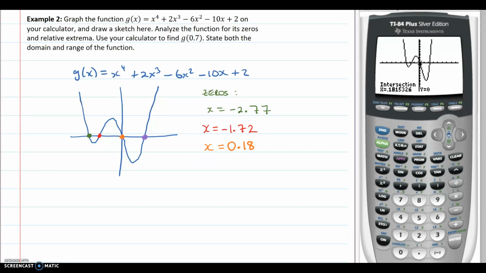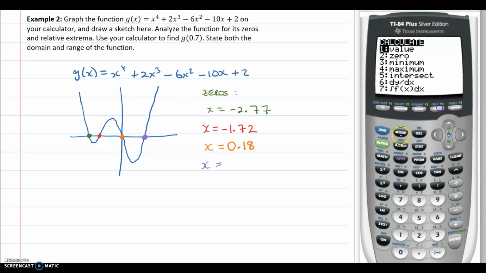And then the last one that I have, the purple one, it's over here. So second calc and 5, and move all the way over to that last one. Okay, that's pretty close there. Once, twice, 3 times. X equals 2.31.